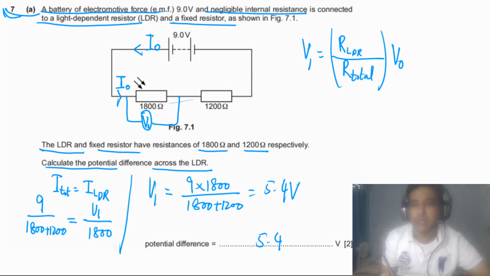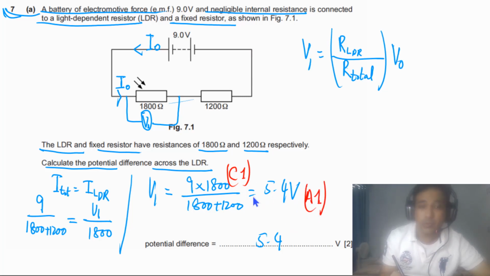So this is our final answer. This question has 2 marks, so you will get 1 mark if you have written this one. That one has to be the C mark, and the final mark you will get, that is the answer mark, and if you have got the right answer, you will get 2 marks.